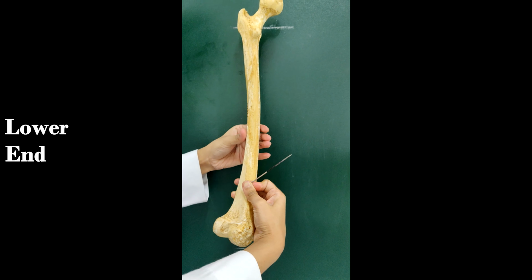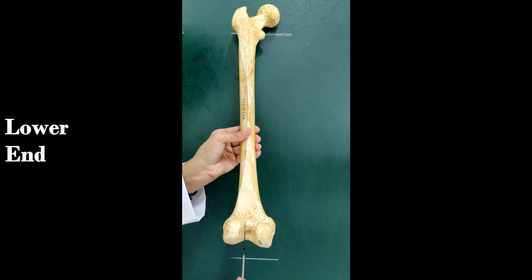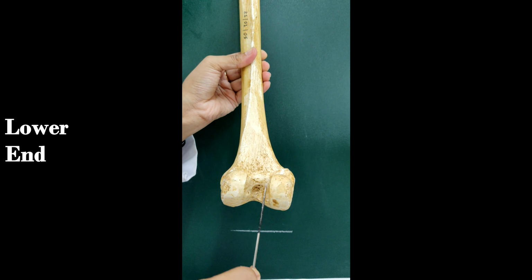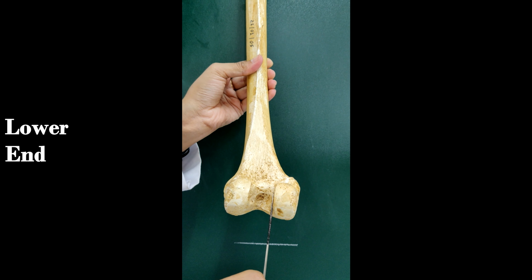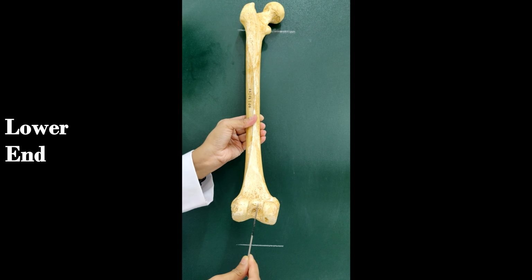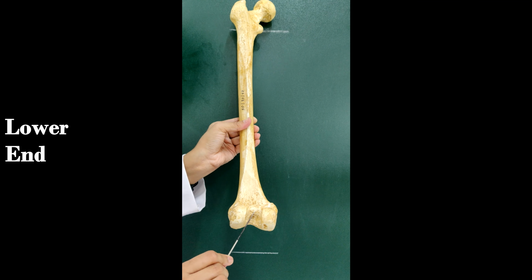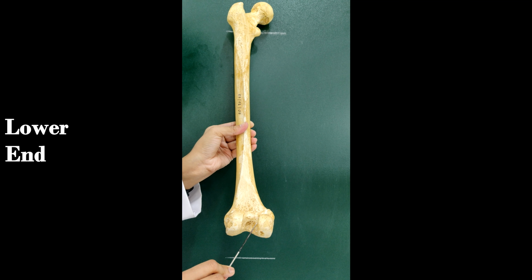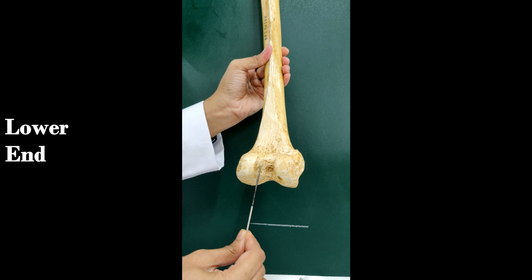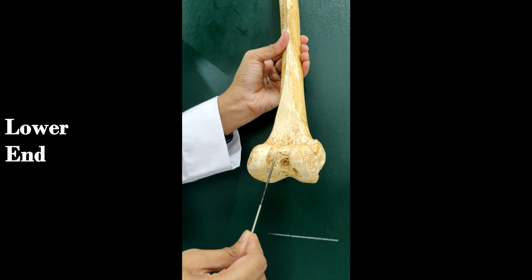Posteriorly, here we can see the intercondylar fossa, where this is the medial wall of the fossa and this is the lateral wall of the fossa. On the medial wall, you have the attachment of the upper end of the posterior cruciate ligament. In the lateral wall, here we have the attachment of the upper end of the anterior cruciate ligament.